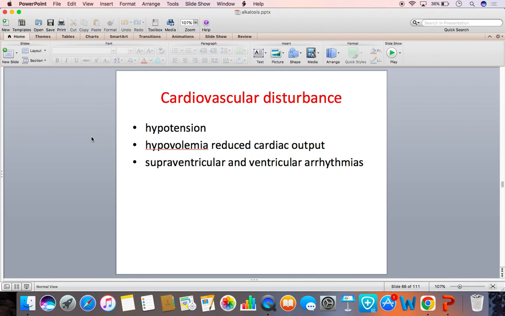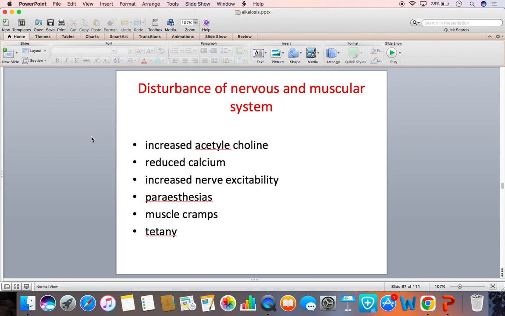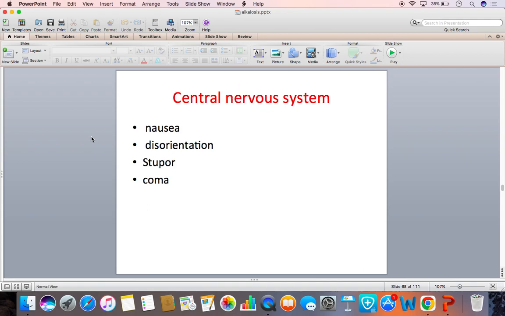What are the cardiovascular disturbances? It results in hypotension, hypovolemia, and reduced cardiac output, sometimes supraventricular and ventricular arrhythmias. Then it also results in manifestations of disturbance of the nervous and muscular systems. Alkalosis results in increased acetylcholine, reduced calcium, increased nerve excitability, paresthesias, muscle cramps, and tetany. Alkalosis results in hypocalcemia resulting in tetany. And in the central nervous system, there could be nausea, disorientation, stupor, ultimately coma.